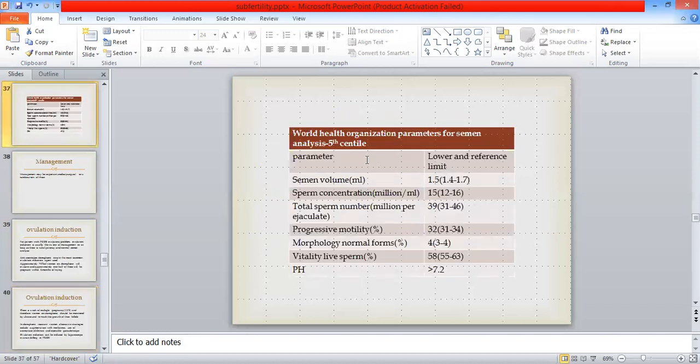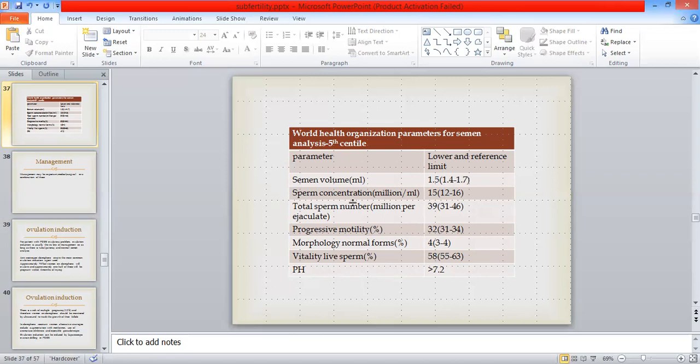Now, you people should be able to remember these parameters. These are the WHO parameters for semen fluid analysis. We are taking the lower limit, the fifth centile, not the upper point. In the range, we are taking the lower point, meaning the fifth centile. In semen fluid analysis, what are we looking for? The semen volume should be 1.5 ml, and the range is 1.4 to 1.7 ml.